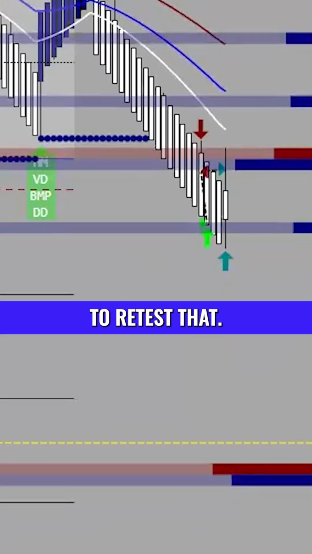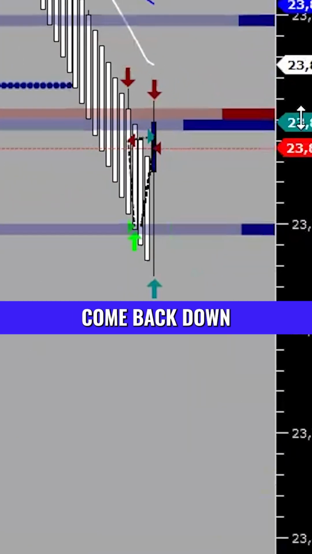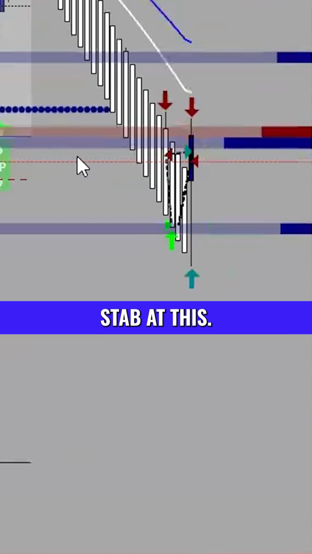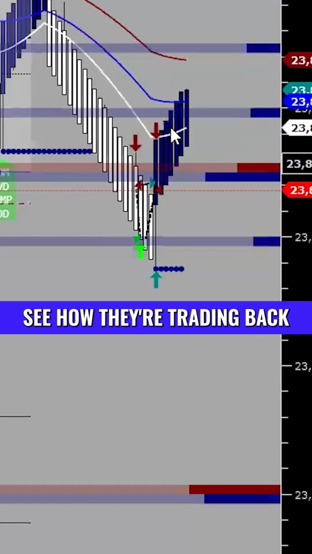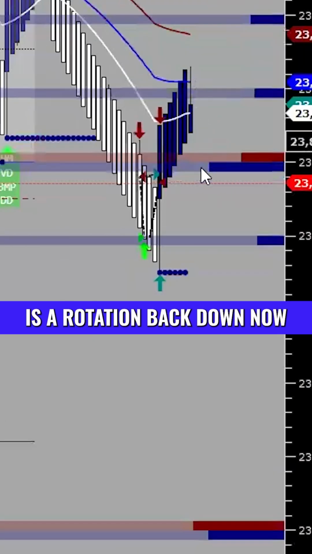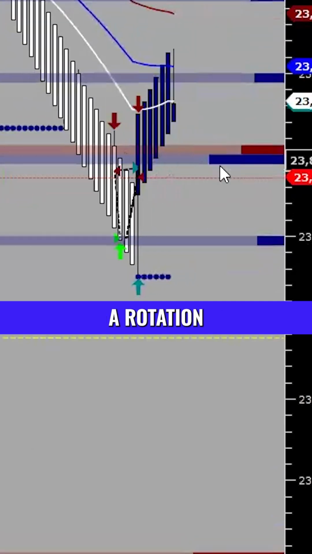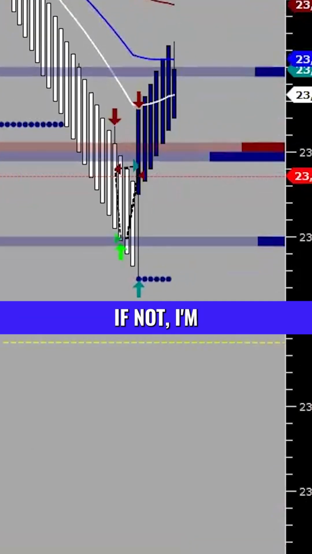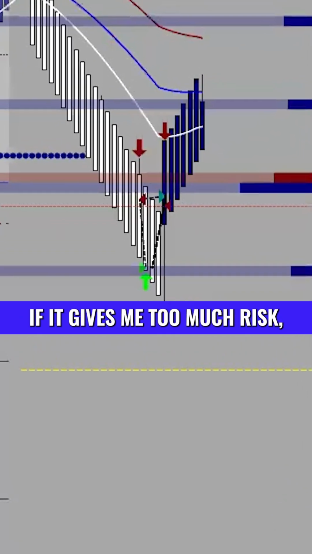They came back up to retest that. So I'm short again. We'll see if they want to come back down and do it again. I'm taking another stab at this. They're testing the opening range. See how they're trading back inside of that? What I'd like to see is a rotation back down now. If they give me a rotation back down on this resistance, good. If not, I'm going to close my trade out if it gives me too much risk.